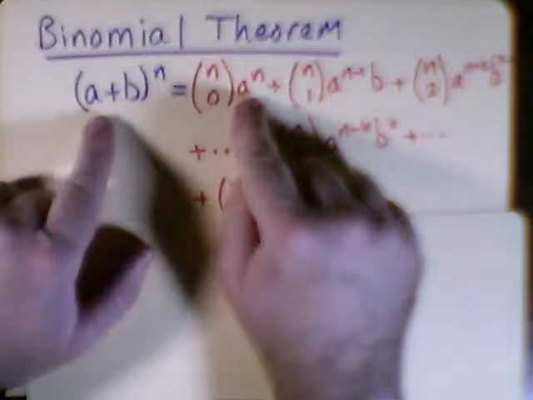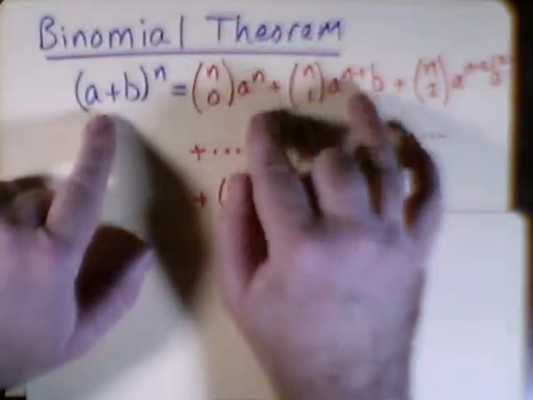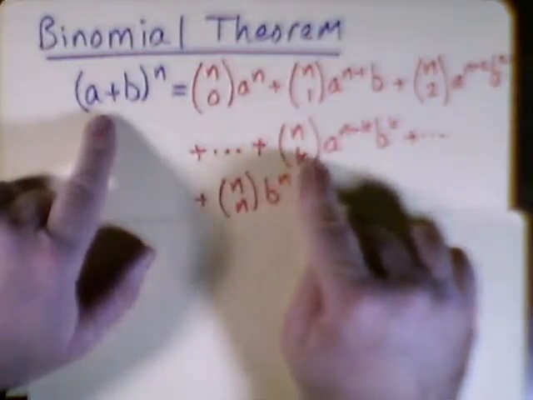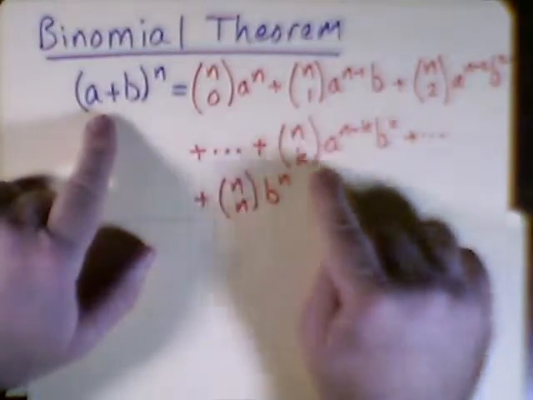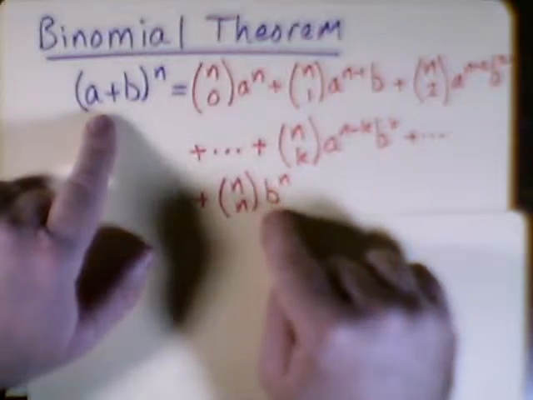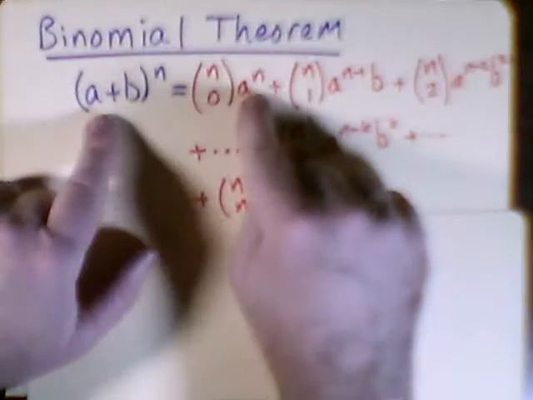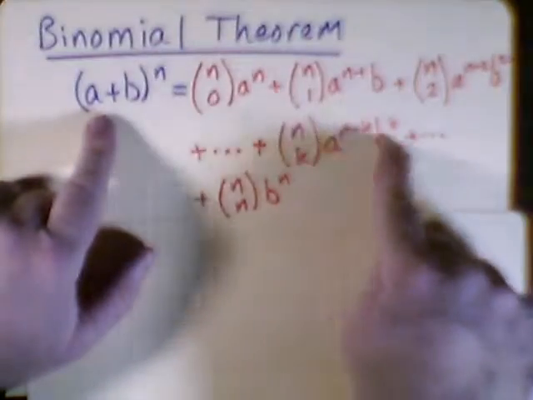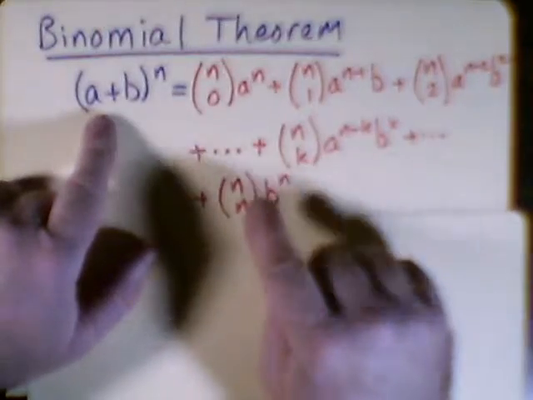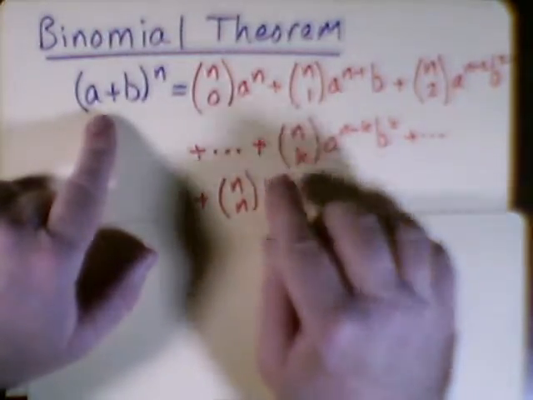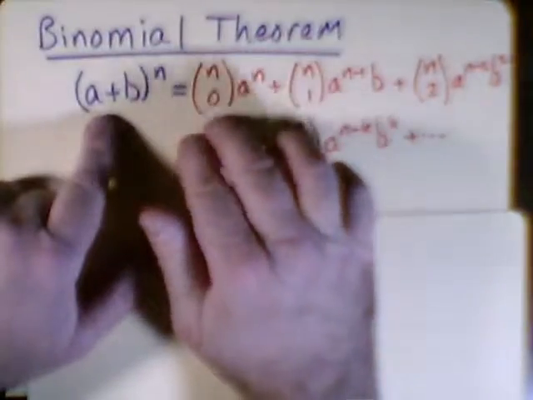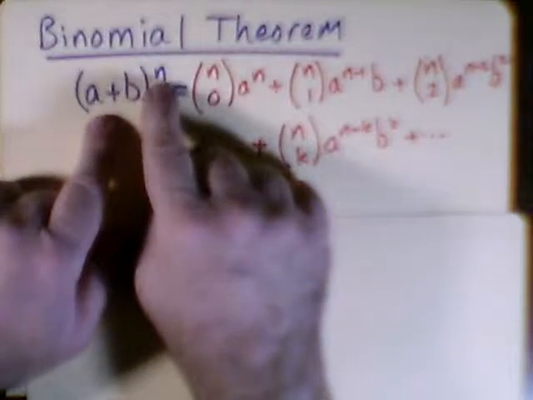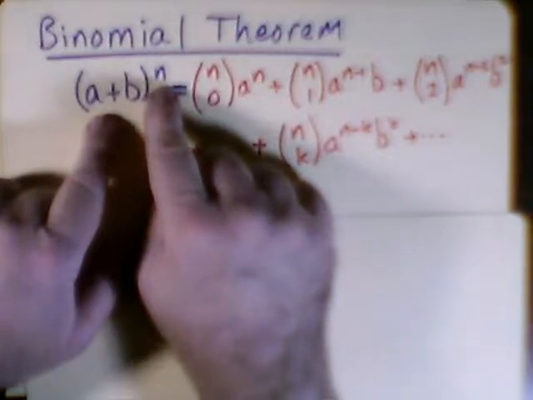The exponents on a and b shall be a to the n, a to the n minus 1, a to the n minus 2, and so on in sequence. In the middle you'll have a to the n minus k, and at the end a to the 0. Now b starts off as b to the 0, but then you get b to the 1, b squared, b cubed, b to the 4th. Somewhere in the middle you get b to the k, and at the end you get b to the n. So the numbers all go in sequence. Everything goes in a pattern: n choose 0, n choose 1, n choose 2, whatever n is, whatever this exponent is. Okay.